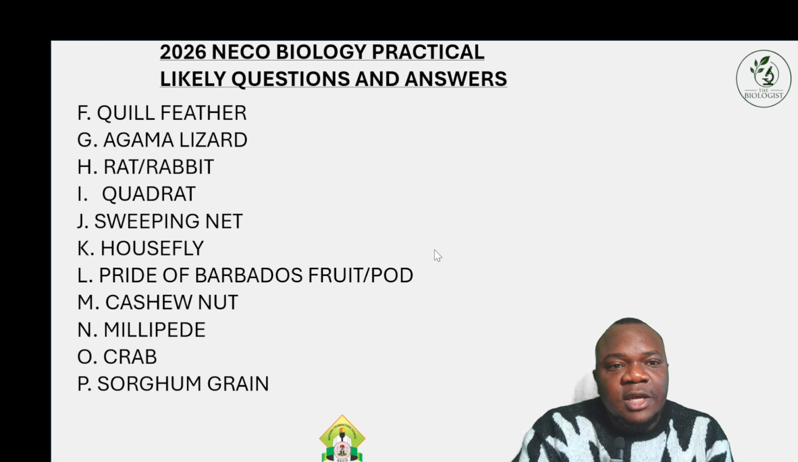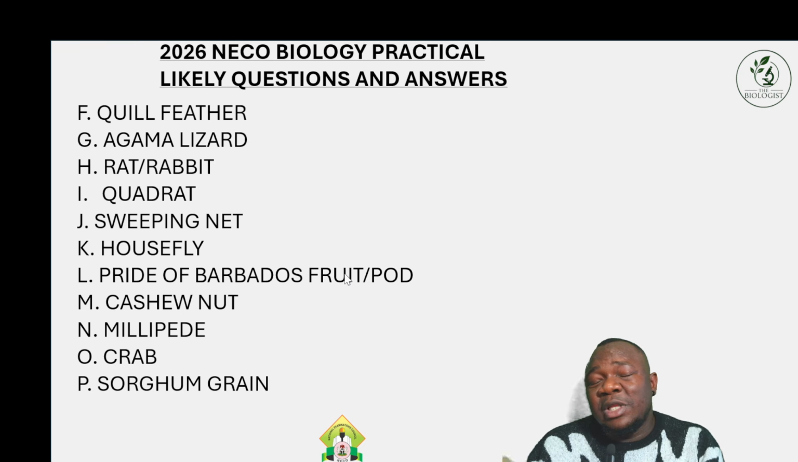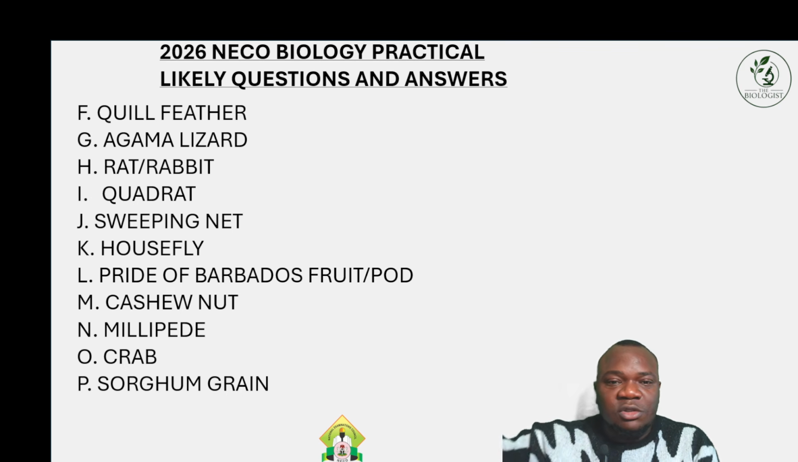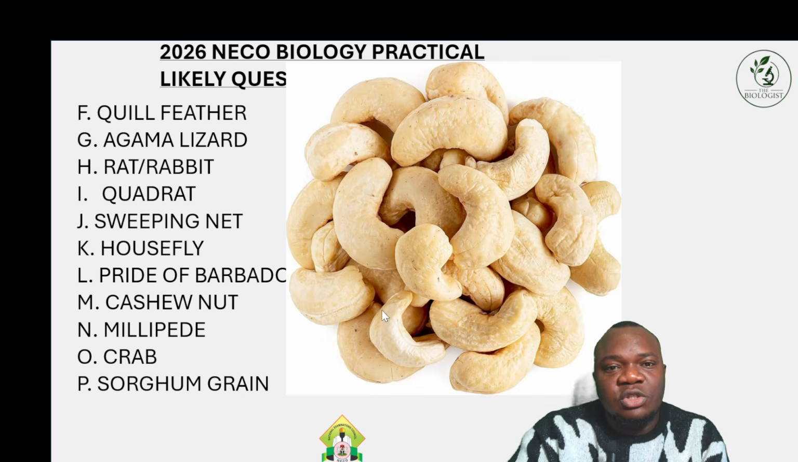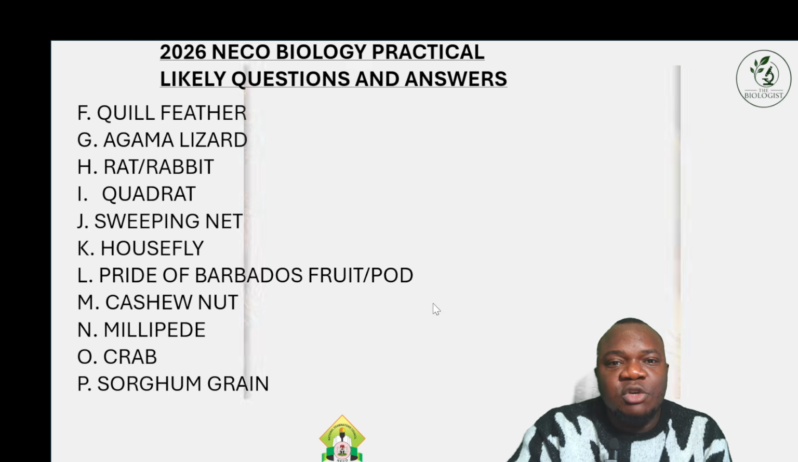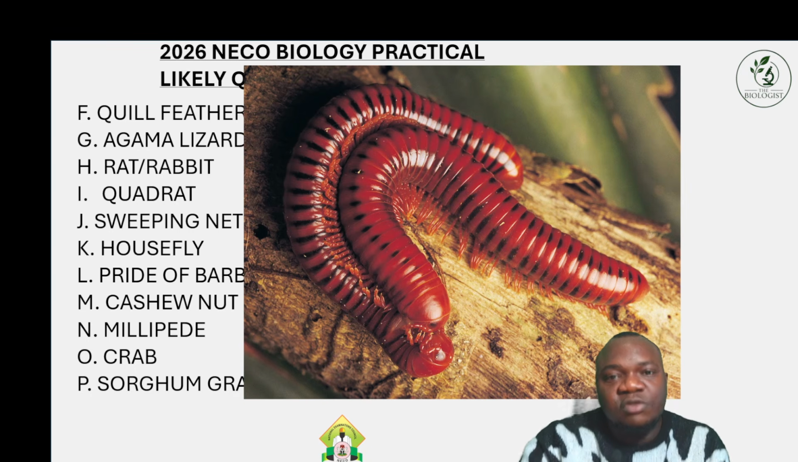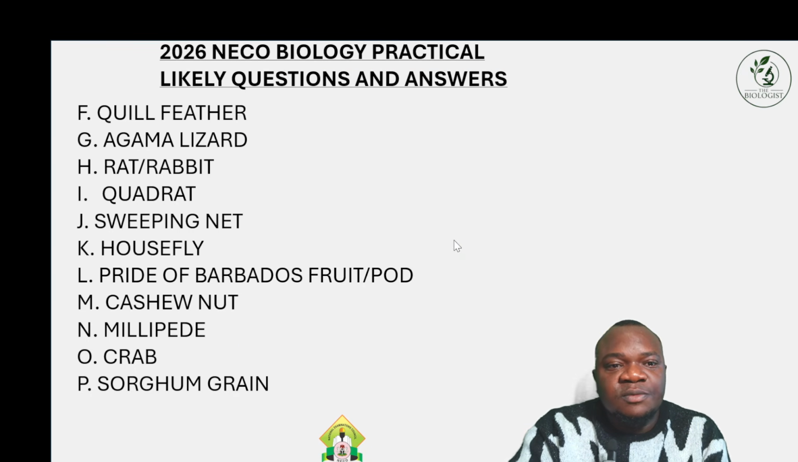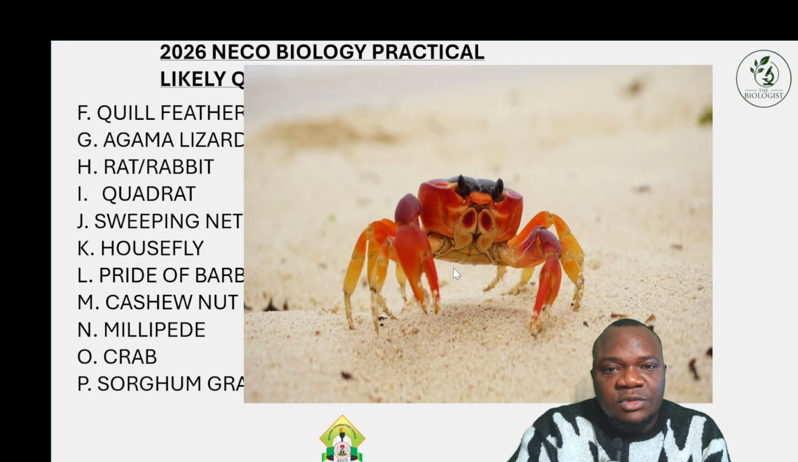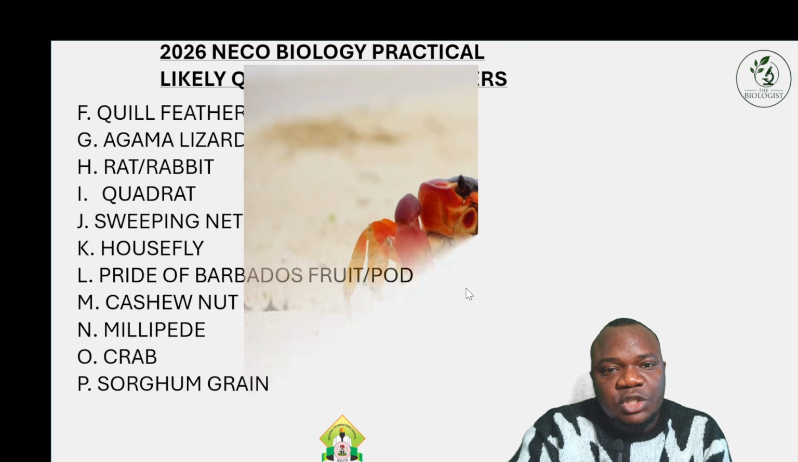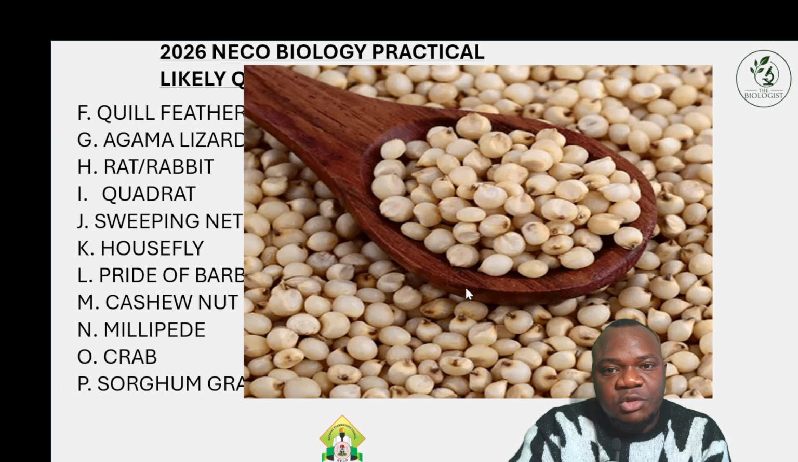Then the pride of Barbados has a pod. In my last video, when I was explaining fruits that have pods, like legumes, I made reference to the pride of Barbados. They have a very long pod. Then your cashew nuts, very sweet, and if you eat it, it tastes delicious. Then your millipede, which is very common. You find them in the soil and on branches and leaves. Then you have your crab. And you have your sorghum grains, specimen P.